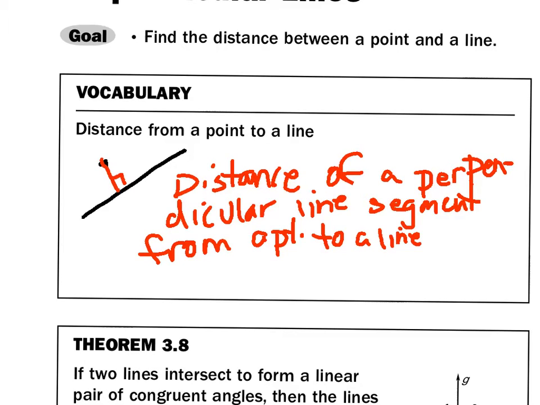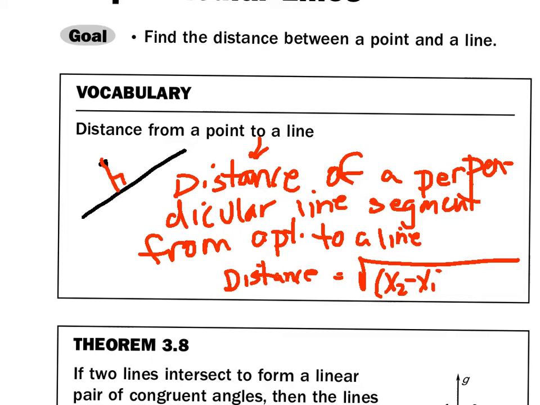Okay. Ooh, distance. What do we know about distance? Yes, we are going to have to use the distance formula. So remember, the distance is the square root of the difference in the x's plus the difference in the y's squared, because that's the Pythagorean theorem.